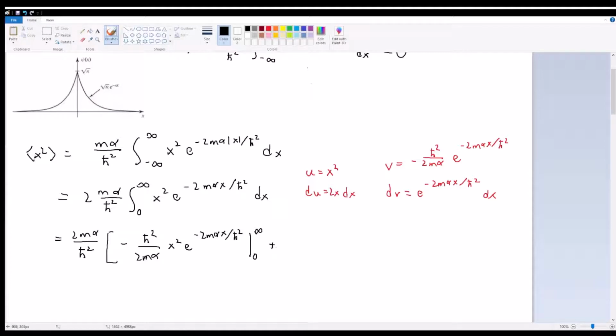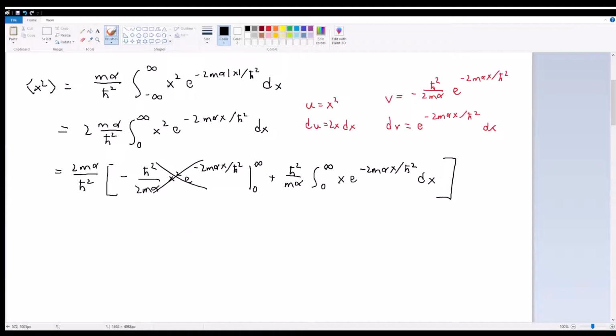So it's going to be plus, the 2 at the top and the 2 at the bottom cancel, h bar squared over m alpha, multiplied by the integral from 0 to infinity of x times e to the negative 2m alpha x divided by h bar squared dx. First off, at positive infinity, the exponential goes to 0. At 0, x goes to 0. So in both cases, this term is just 0. The boundary term doesn't mean anything here.